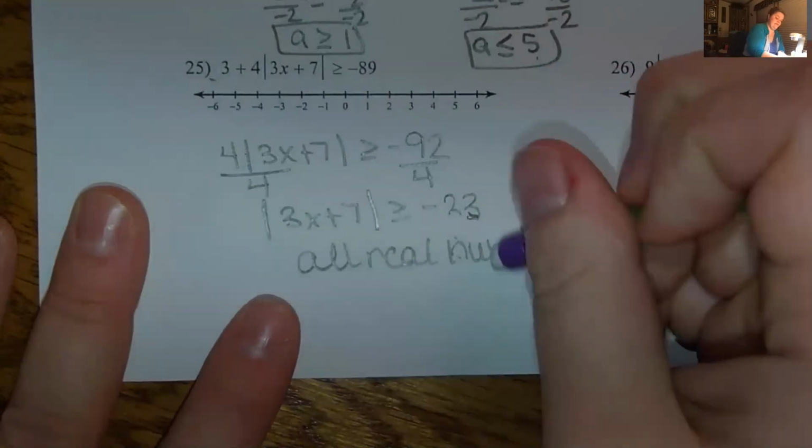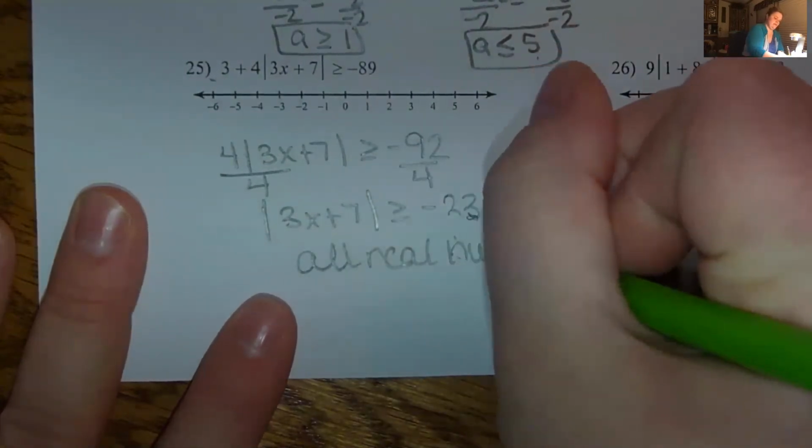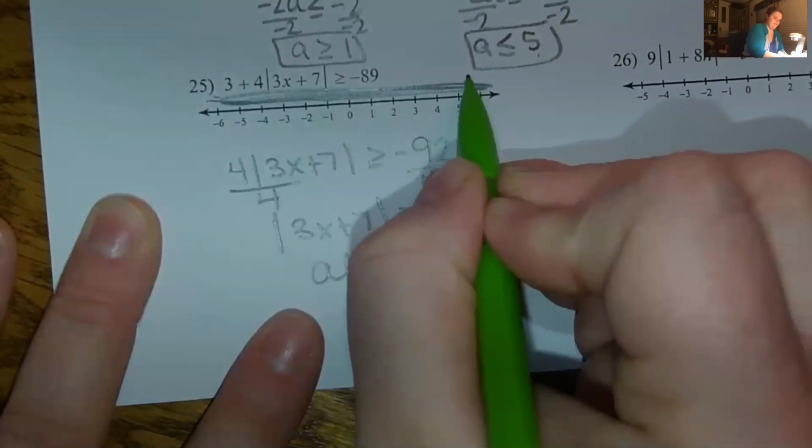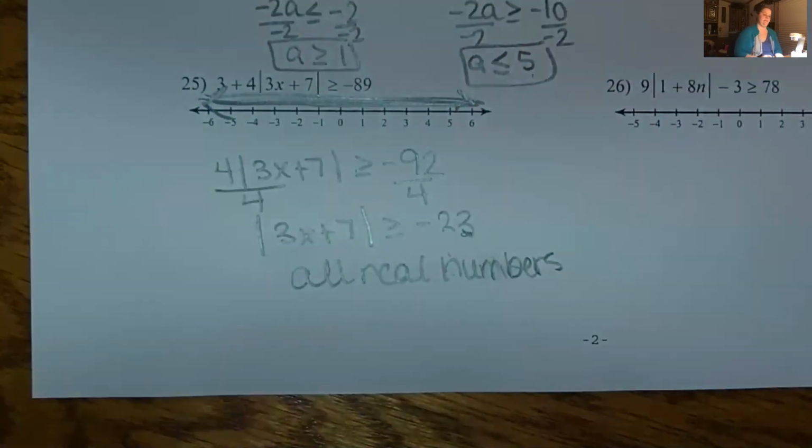Or infinity. Oh, if it's all real numbers, it's all of them. That's how you graph that. So a lot of information, but I'm here if you need me, and you can rewatch the video.